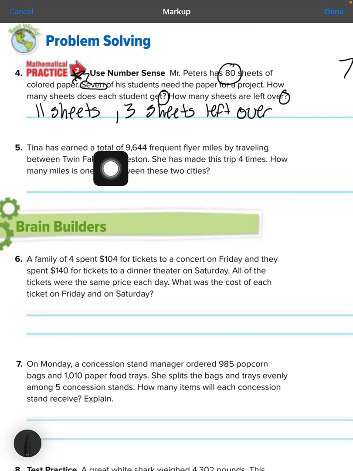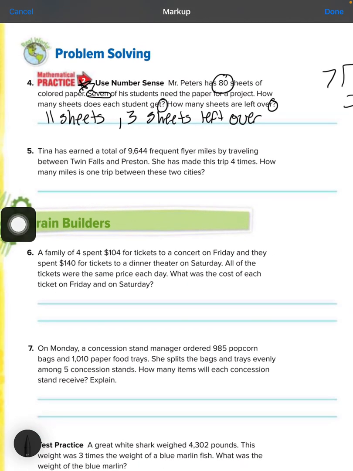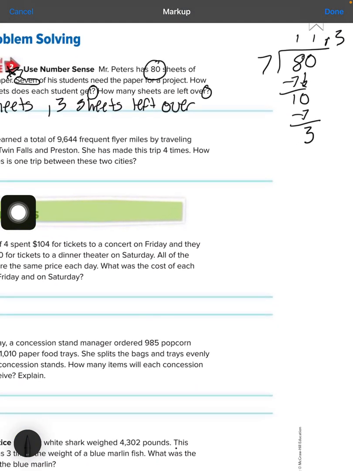Ta-da! Next one. Tina has earned a total of 9,644 frequent flyer miles while traveling between Twin Falls and Preston. She has made this trip 4 times. How many miles is one trip between these 2 cities? Very good. So, this is her total. And she's done this 4 times. So if we need to find out just one trip, we need to divide that into 4, and that'll give us the increments between those 2 cities.